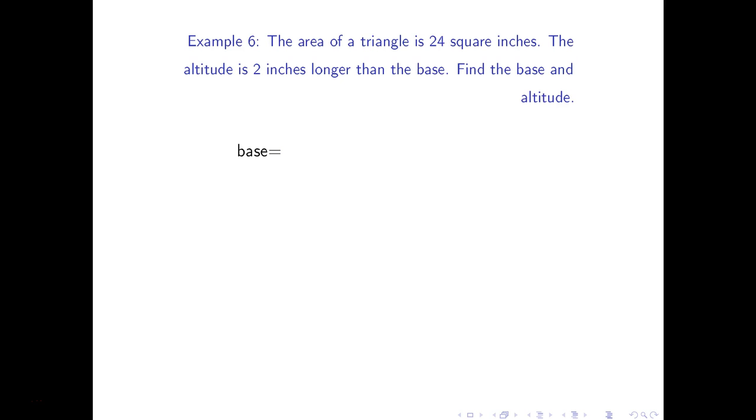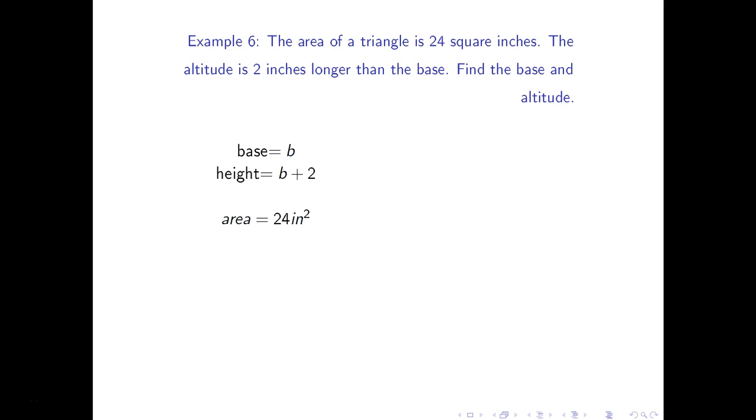So what's a good variable for base? Now, I'm just going to pick B. With that in mind, what's the height or altitude? Well, remember, it's 2 inches longer, so it should be B plus 2. And I'm also told that the area is 24 inches squared. It's another piece of information I'm given. But I'm dealing with the area of a triangle. This isn't a right triangle, it's just a general triangle.